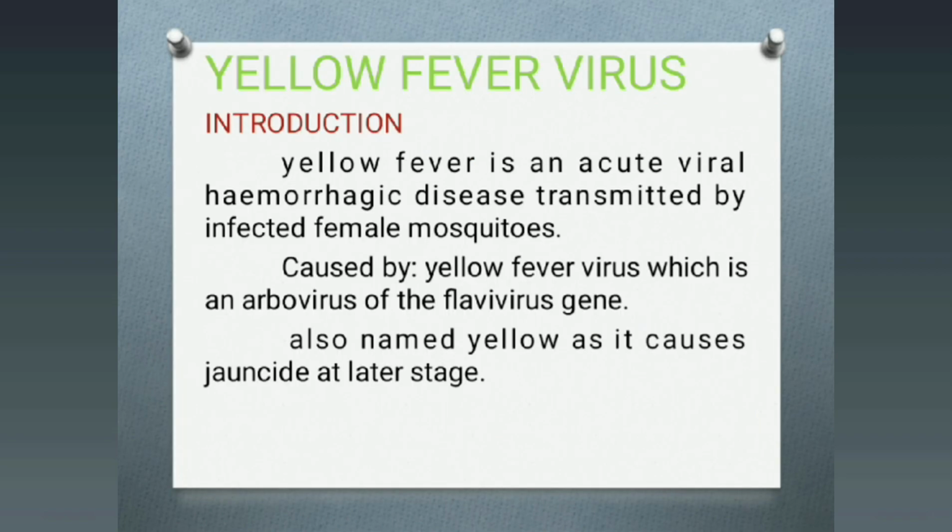Introduction. Yellow fever is an acute viral hemorrhagic disease transmitted by infected female mosquitoes. Yellow fever virus is caused by an arbovirus of the flavivirus genus. It causes jaundice at the later stage. Yellow in the name refers to the jaundice that affects some patients. This virus is endemic in tropical areas of Africa and South America. Yellow fever virus is also called yellow jack.